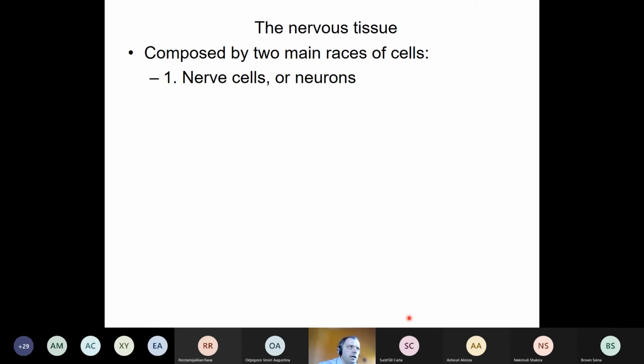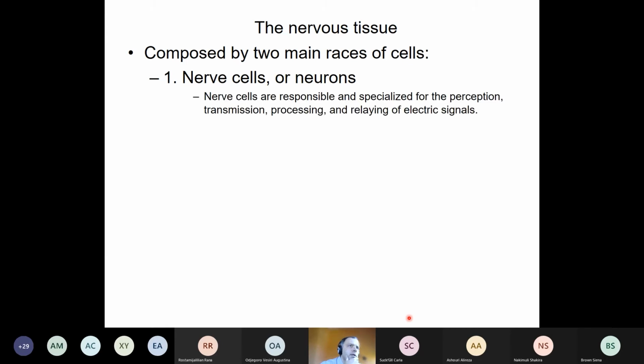But don't forget that the other main family of cells is the group of the glial cells, and I will come back to those in a minute. But first, about the nerve cells, about the neurons. This is a statement which is quite important. Please learn it. Nerve cells are responsible and specialized for perception, transmission, processing, relaying of electric signals.